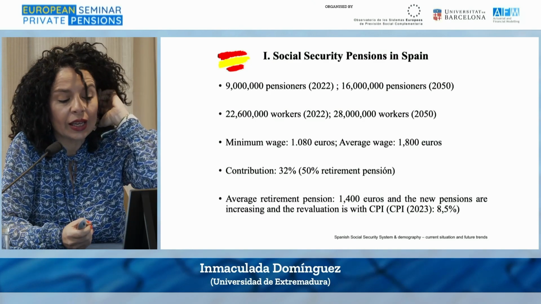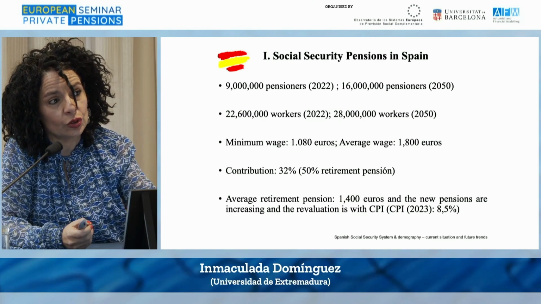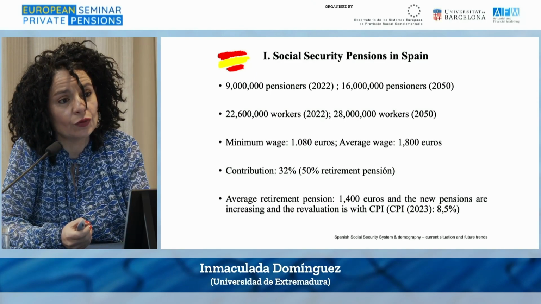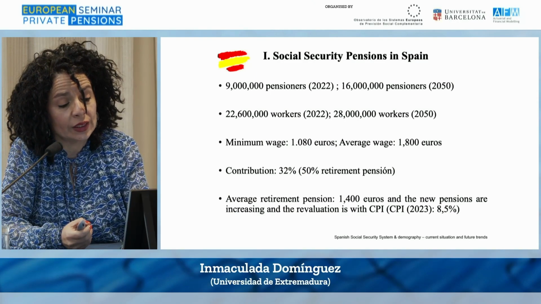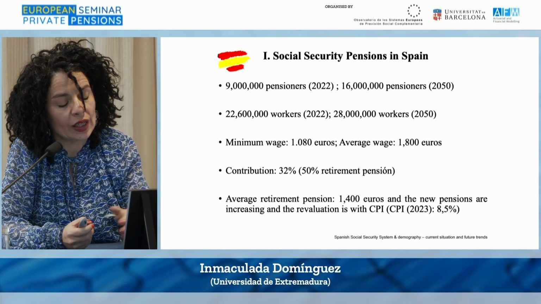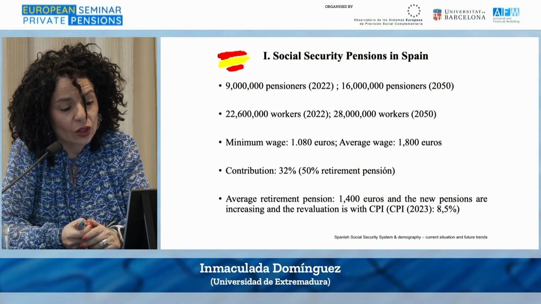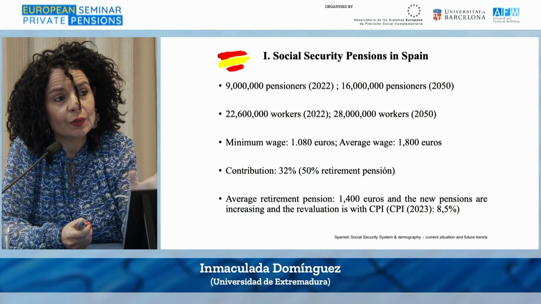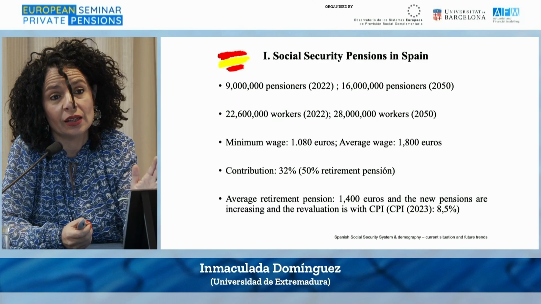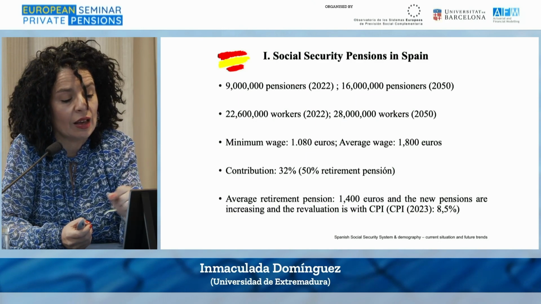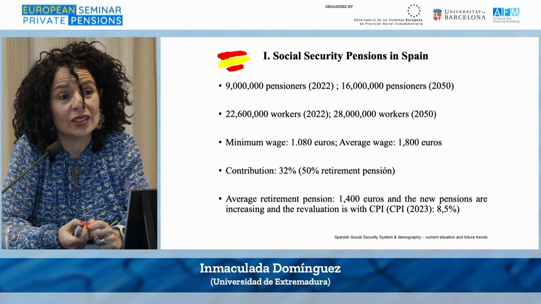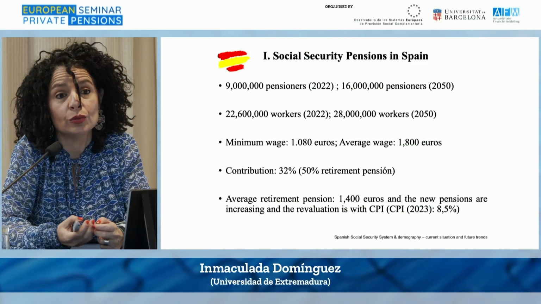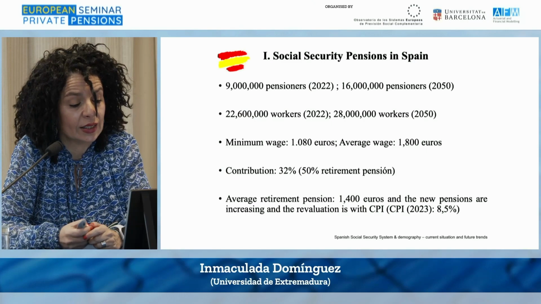This is the total contribution for social security, and the amount for retirement and for the other contingencies is a little less. At the end, the retirement pension is around the middle, about 15% of this value. This is important because we analyze the contributory system.